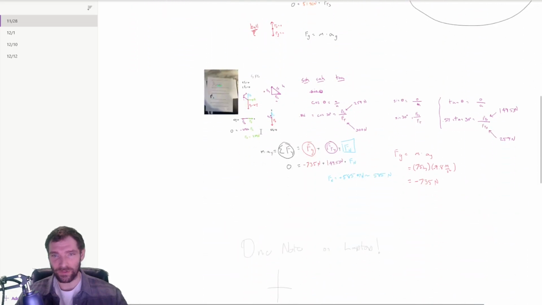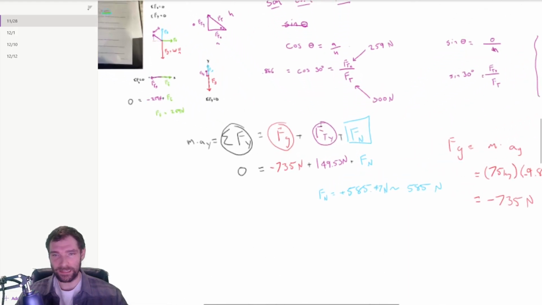I oftentimes will correct them and say, don't write T, write FT, like this, FTY, and this is in the Y direction. And in this case, FG was just in the Y direction, but you might do FGY if you're on a slope.